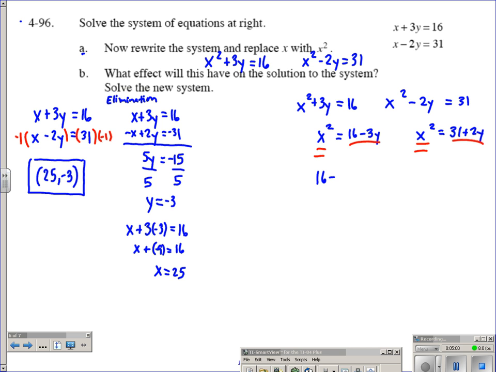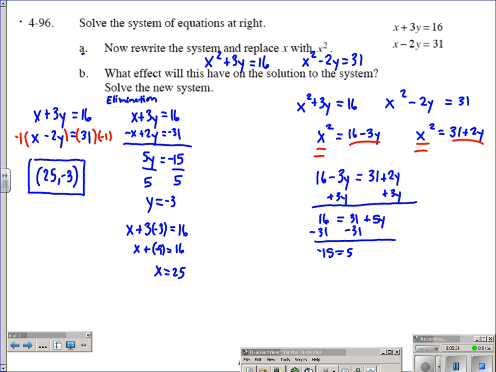So we have 16 minus 3y, and we have 31 plus 2y on the right side. Add my 3y to each side there. I'm going to have 5y. I've got 16 equals 31 plus 5y. Subtract our 31 from each side, and we get negative 15 equals 5y. We solve that, we get y equals negative 3.